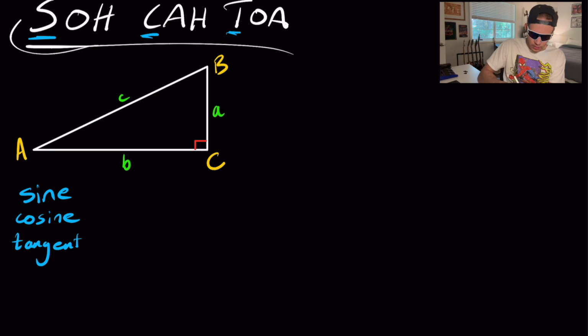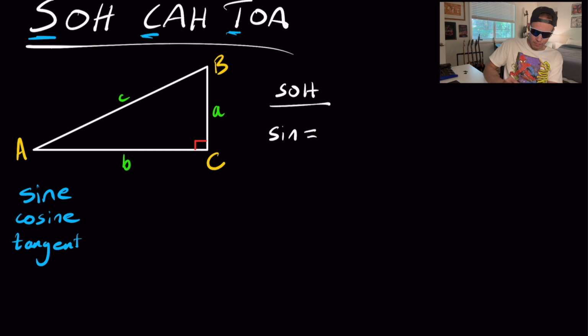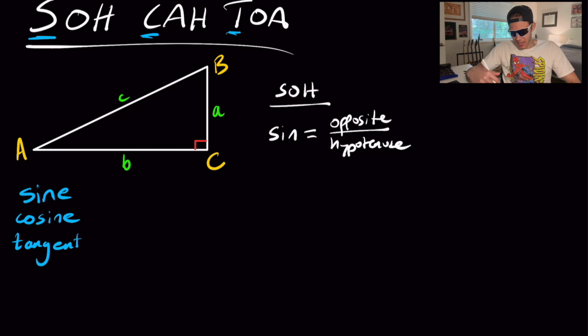Just a convention. Starting with SOH, we know the S stands for sine. We abbreviate the spelling for sine with just S-I-N. Sine is equal to what? Well, sine is equal to opposite over, that's what the O stands for, opposite, over, and then what does the H stand for? That's going to be hypotenuse. So the sine of an angle is equal to the opposite side of that angle divided by the hypotenuse.